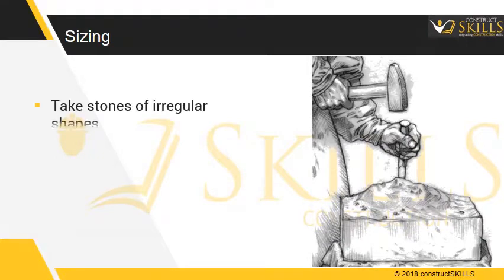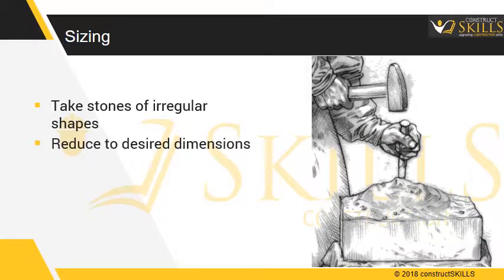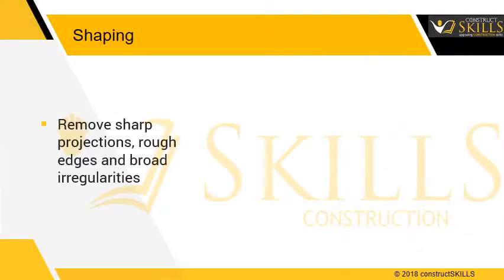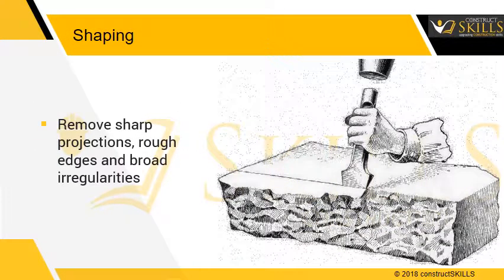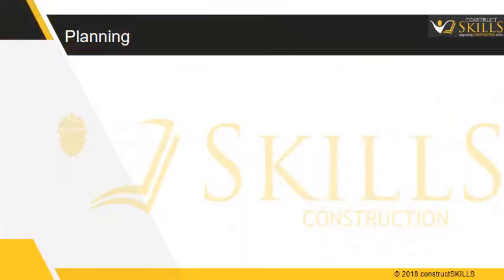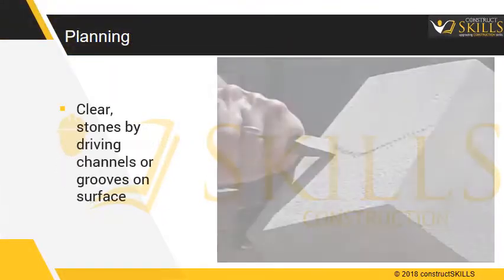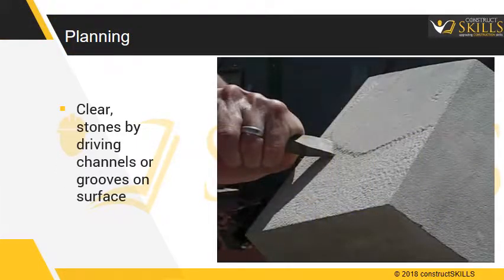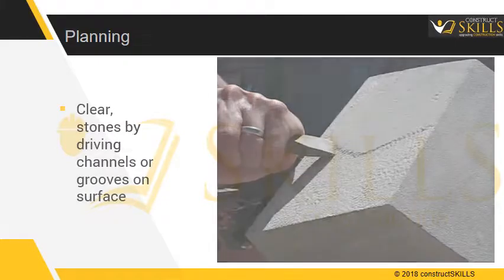Sizing: take stones of irregular shape. Reduce them into desired dimensions by removing unwanted portions of the stones. Shaping: remove sharp projections, rough edges and other broad irregularities from the corners as well as from the surface of the stone. Planning: clear the stones of all irregularities by driving channels or grooves on the surface.